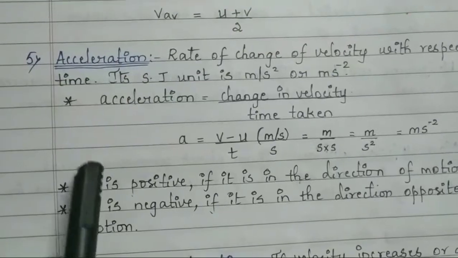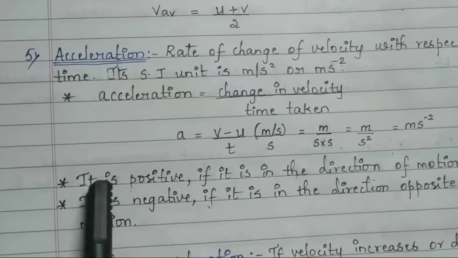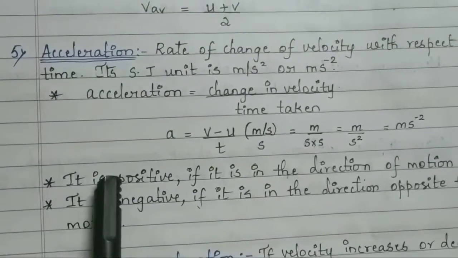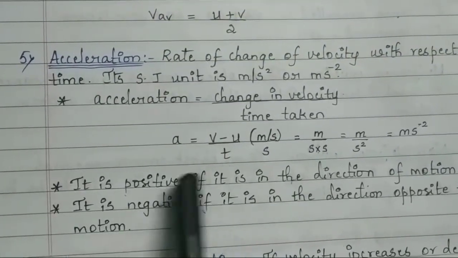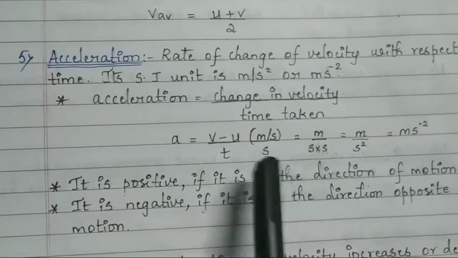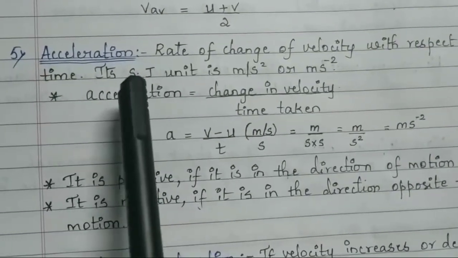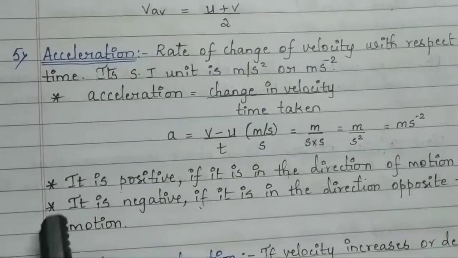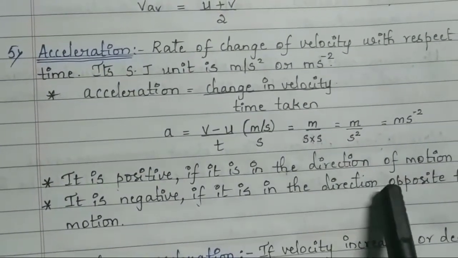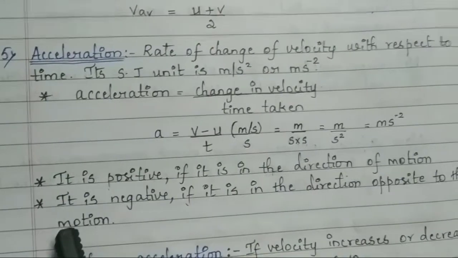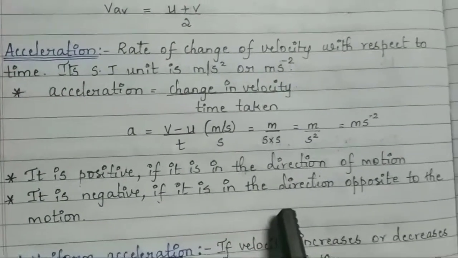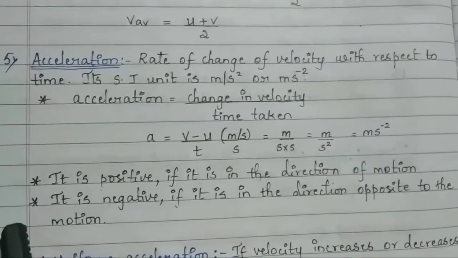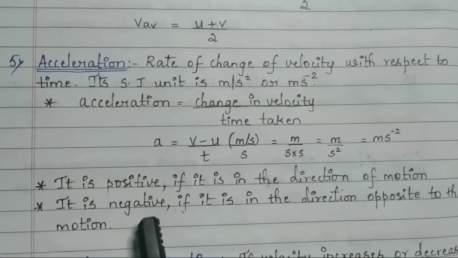Here there are two conditions for acceleration. It is positive if it is in the direction of motion. Always remember, acceleration is positive when you are calculating it in the direction of motion. And it is negative if it is in the direction opposite to the motion. If you are calculating acceleration in the opposite direction, your acceleration will be negative.